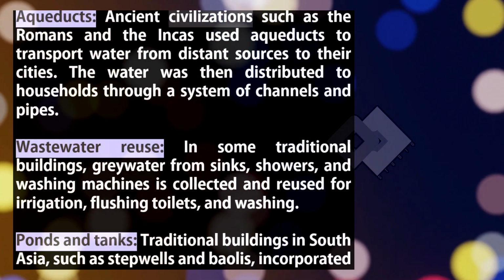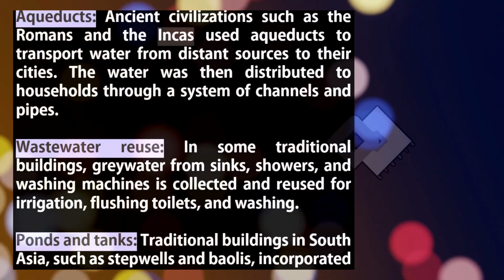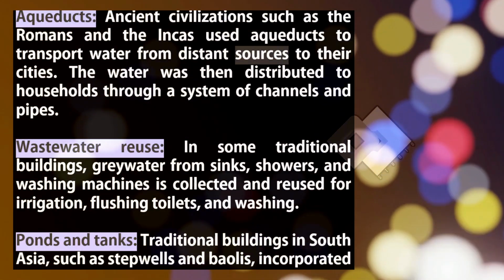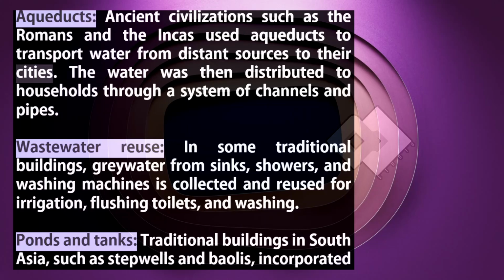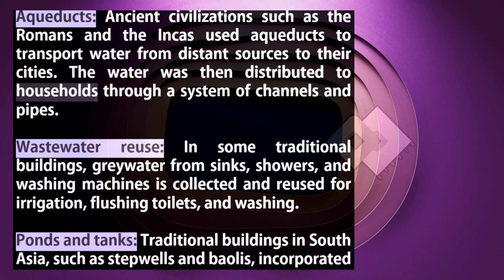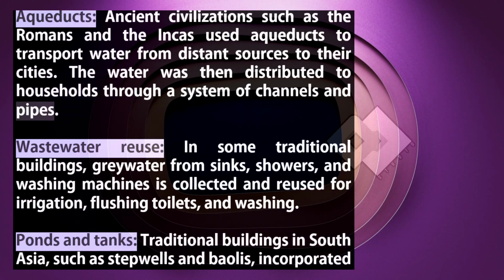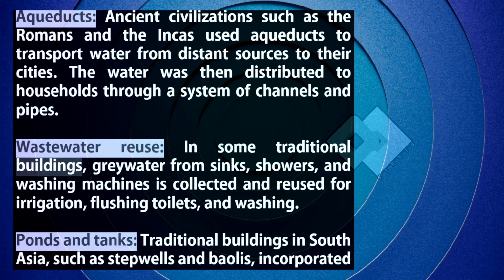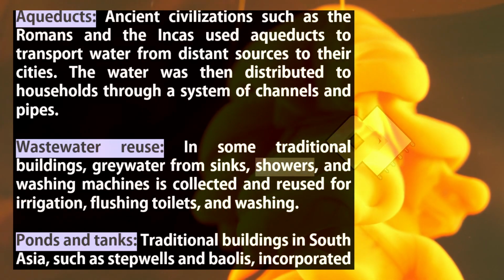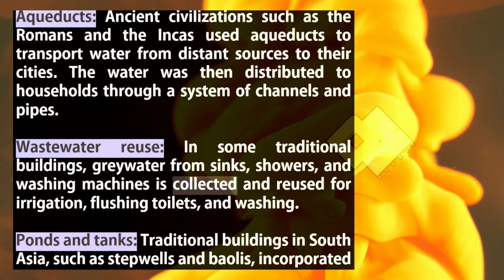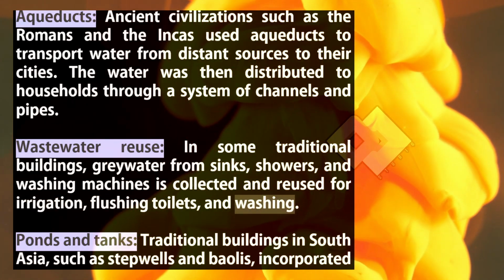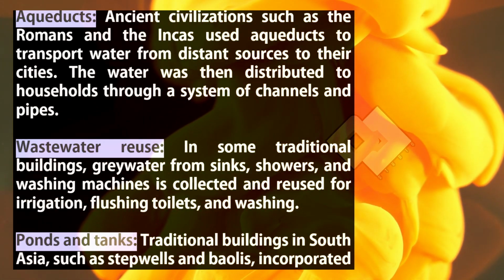Aqueducts. Ancient civilizations such as the Romans and the Incas used aqueducts to transport water from distant sources to their cities. The water was then distributed to households through a system of channels and pipes. Wastewater reuse. In some traditional buildings, greywater from sinks, showers, and washing machines is collected and reused for irrigation, flushing toilets, and washing. Ponds and tanks.